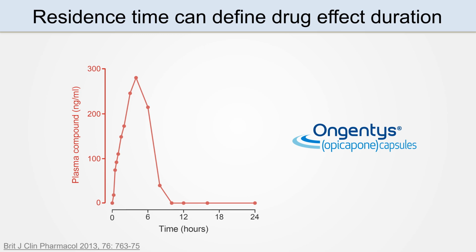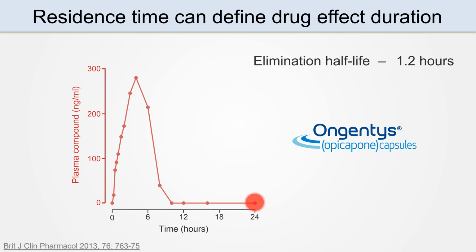A standout case is provided by the drug opicapone. This is a new drug for Parkinson's disease. Opicapone stabilizes the levels of L-DOPA by inhibiting the enzyme that metabolizes it, catechol O-methyltransferase. Once-a-day dosing is the goal here. In this experiment, healthy volunteers were dosed with a single dose of opicapone. In red here is the drug concentration in the plasma over 24 hours. You can see the drug doesn't last long. The half-life is 1.2 hours, and by 24 hours the drug has been completely cleared.